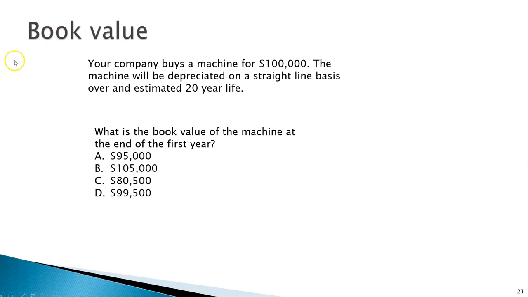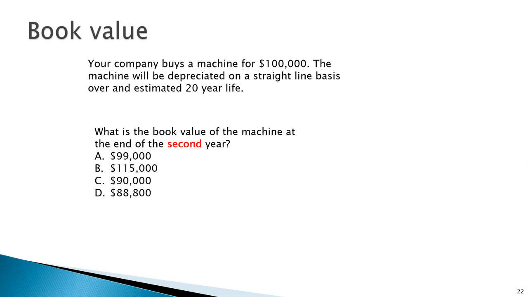Now, the next question is about the book value, and you need to understand this because it's important for taxes later on when we sell an asset. The book value is just the original cost of the machine minus all the depreciation that you've ever taken from the machine. In our case, we bought a machine for $100,000, depreciating over a 20-year life, so that's $5,000 per year. After the first year, we'll depreciate $5,000. The book value then will be $100,000 minus the $5,000 depreciation, so $95,000, at the end of the first year.